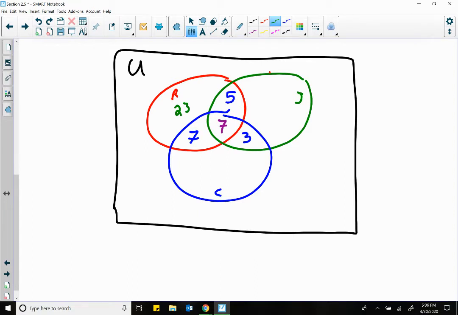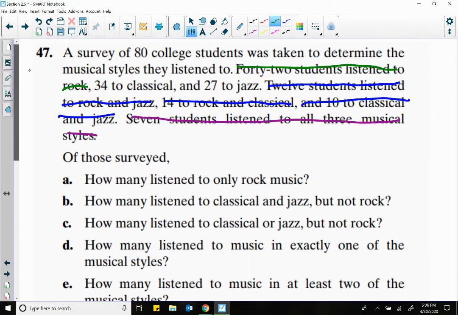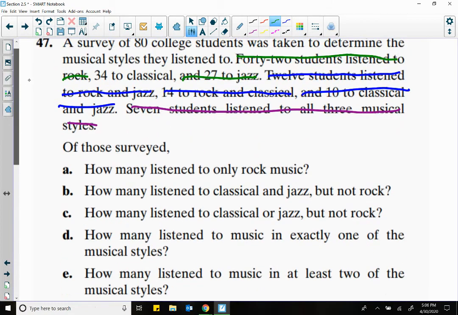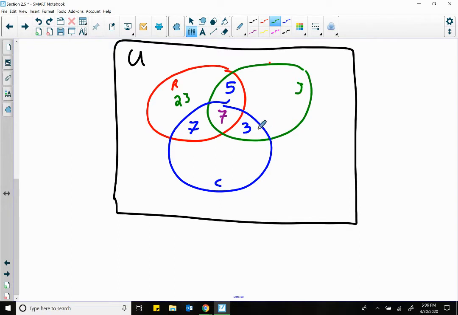And we continue the same process. The next one is jazz. It says 27 listen to jazz. So my entire green circle has to be 27, but we've already got 5, 7, and 3 taken care of. So 7 plus 3 plus 5 is 15. And again, this was supposed to be 27. So we've already taken care of 15 students here, and 27 minus 15 gives us 12, just in jazz.